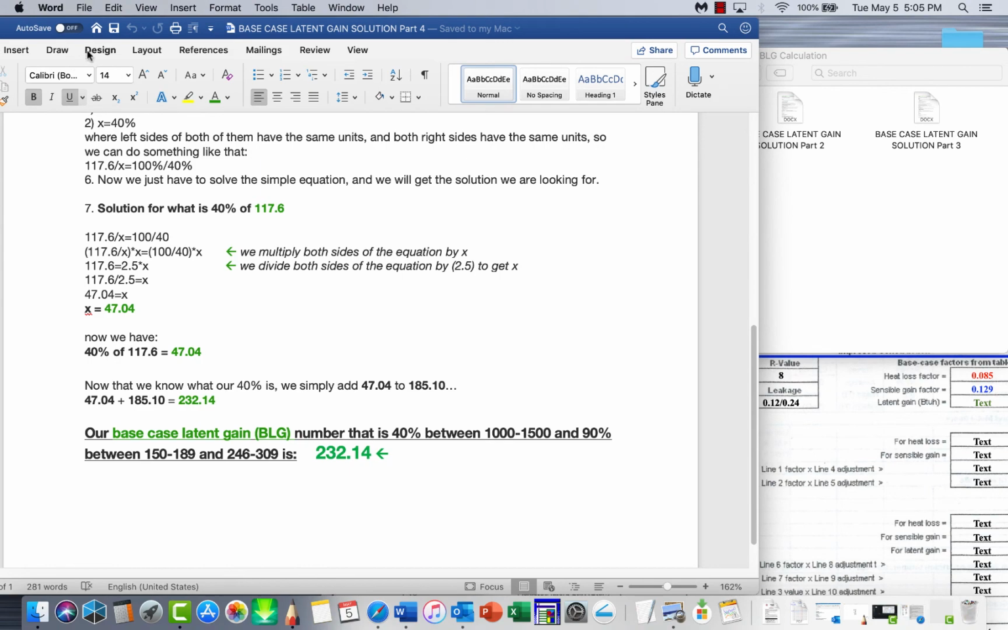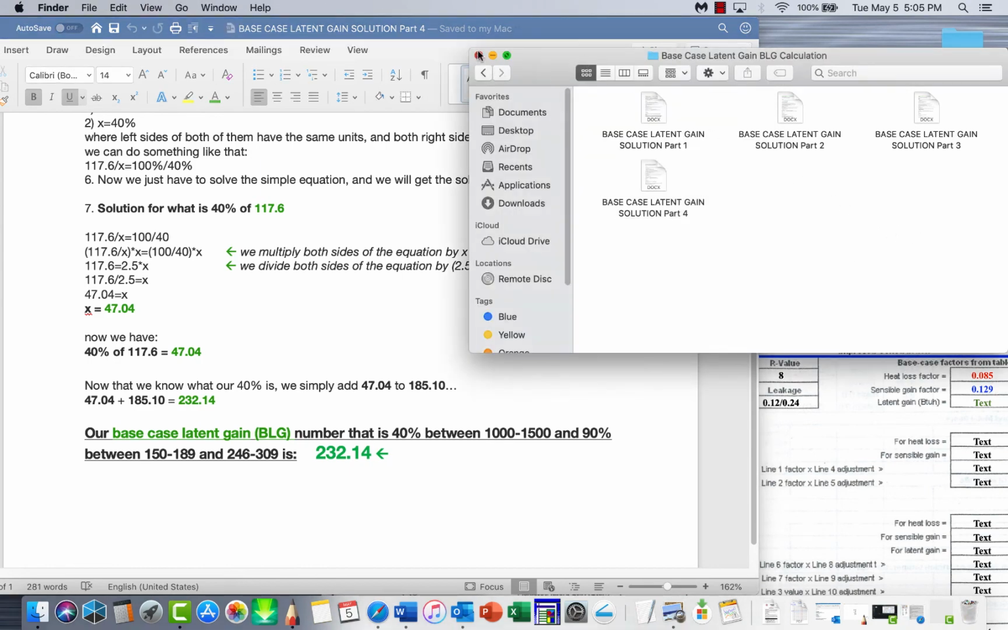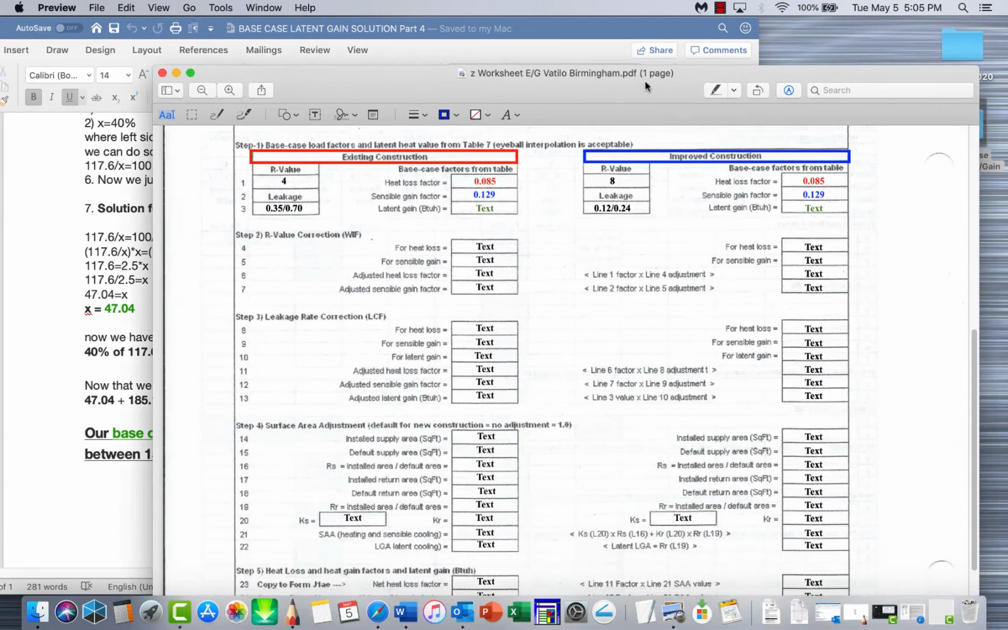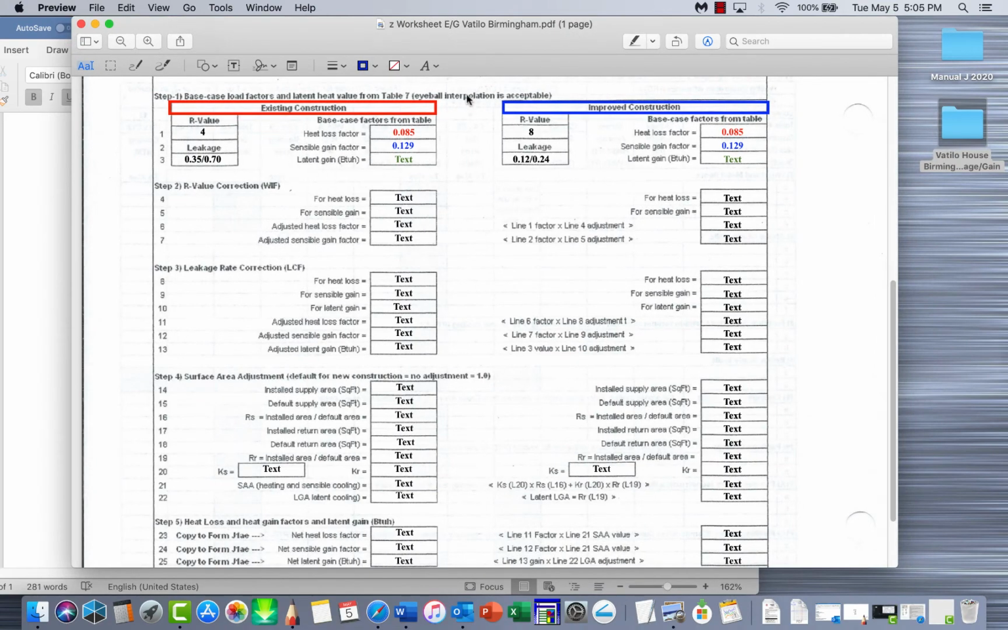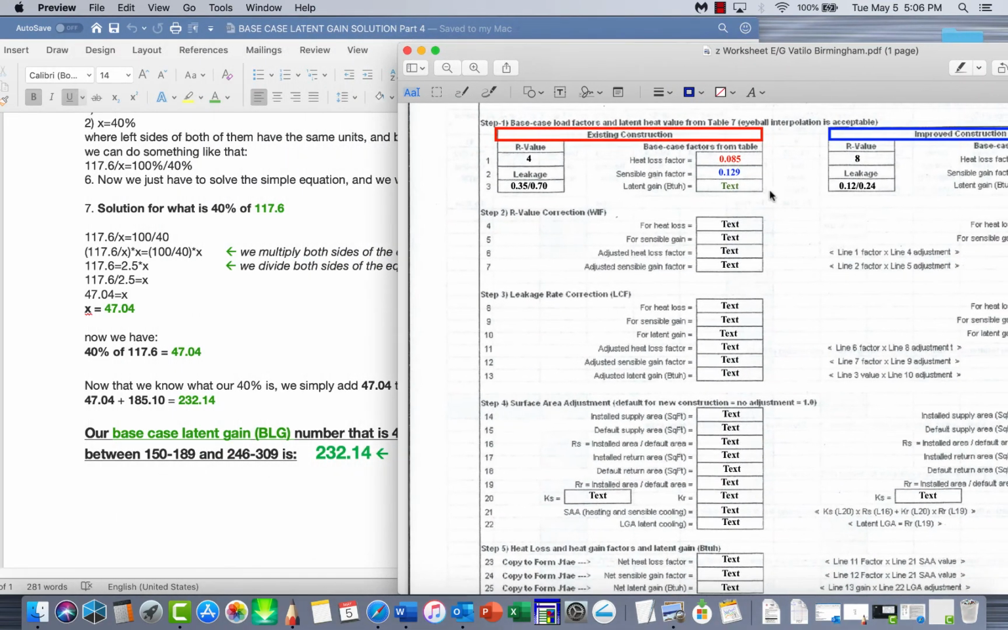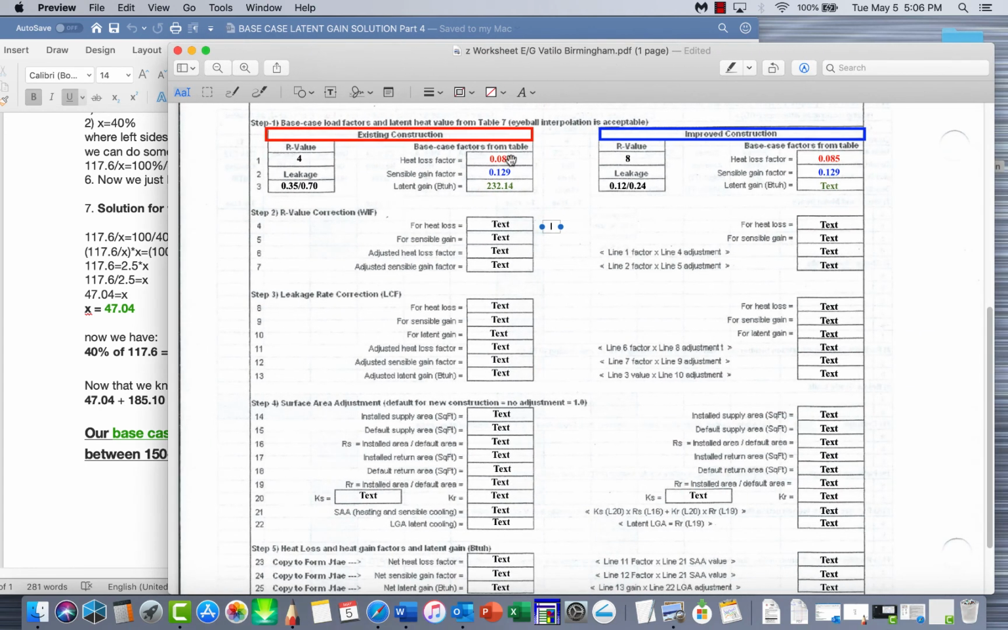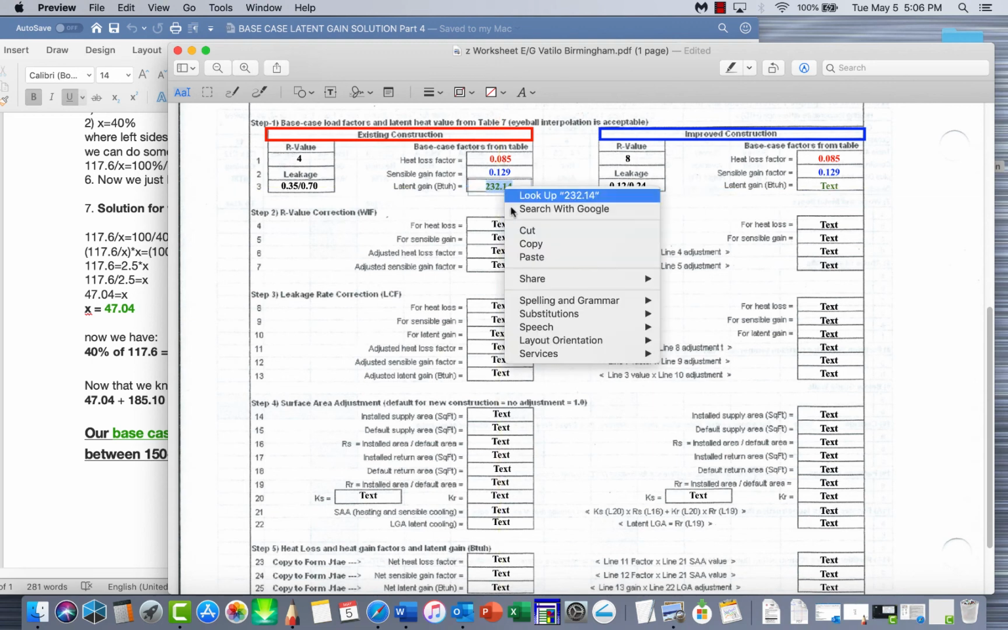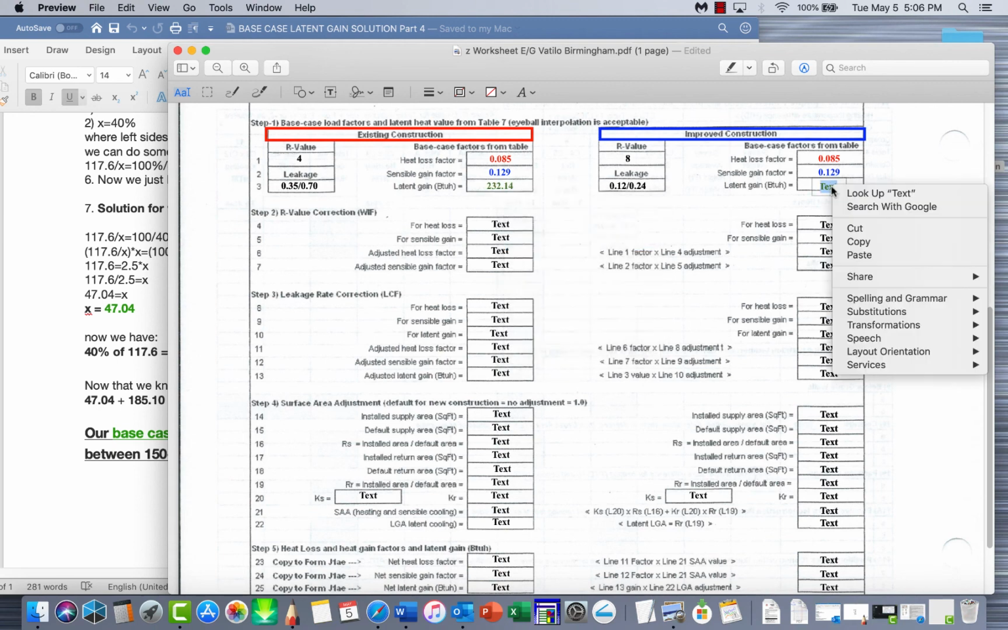Now all we have to do is simply transfer this number to our worksheet G. Now this will be line 3. Our number is 232.14. Since the base gain on both of these is identical, just as it was for the heat loss factor, all your base cases can transfer over. So we can just copy and paste that same number right there. And that finishes up our base case.